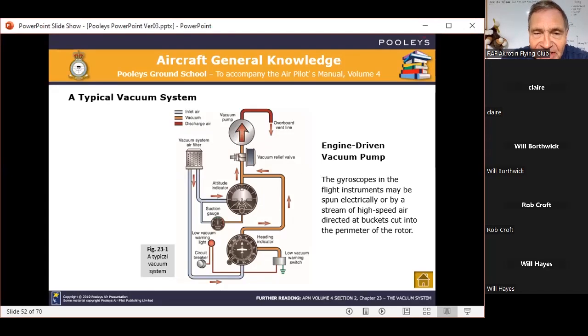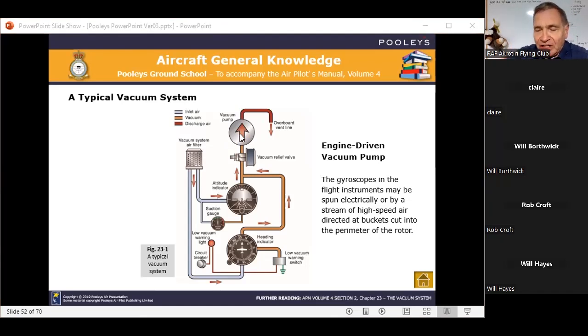So basically what happens is that you've got a pump here that's just a very small air compressor. And what it does is it's producing a suction that's sucking air through the instruments. And this is what we call a vacuum system, the vacuum pump. And it's just literally a small device.